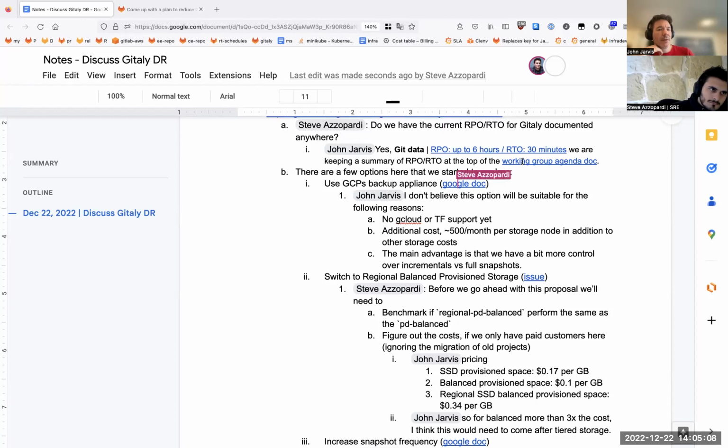One of the main reasons is that there's no gcloud or Terraform support yet, which makes it a little bit difficult to automate. There's also an additional cost. I approximated around 500 a month per storage node. That's in addition to the storage costs. So you would have the storage costs in object storage for the data that we're backing up, plus 500 per month for each storage node.